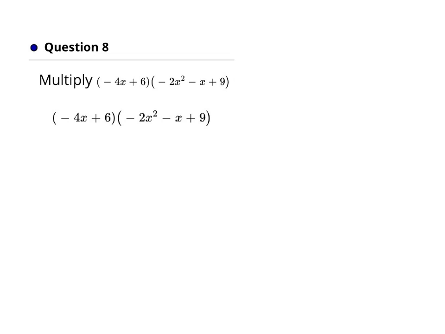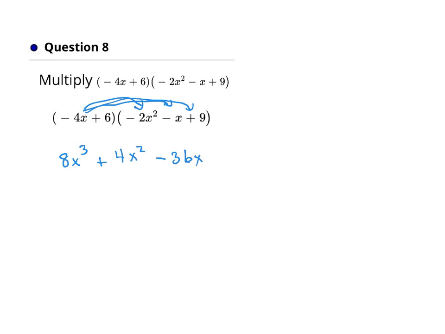So, negative 4x times negative 2x squared. That's positive 8x cubed. Be careful, x times x squared is x cubed. Then negative 4x times negative x. Well, that's a positive. And x times x is x squared, so that is positive 4x squared. And then finally, the negative 4x times the 9. So that would be negative 36x.